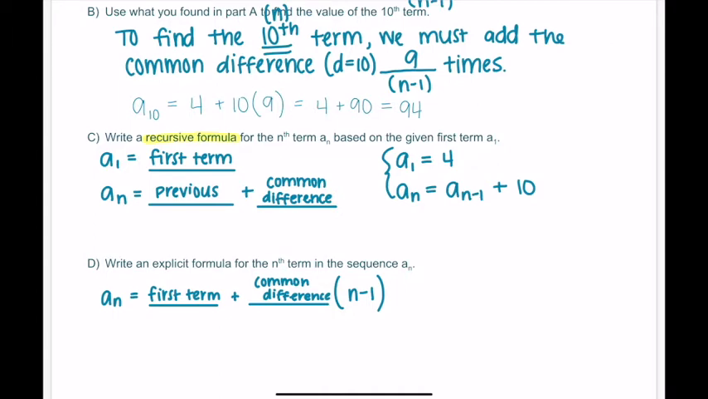All right, so to find any term, the nth term, a sub n, it's always going to be starting with the first term and adding the common difference so many times. Well, whatever number term you're looking for, so remember when this was 10, we had to add 10 9 times. When this was 4, we had to add 10 3 times. So you're always going to add that common difference n minus 1 times.